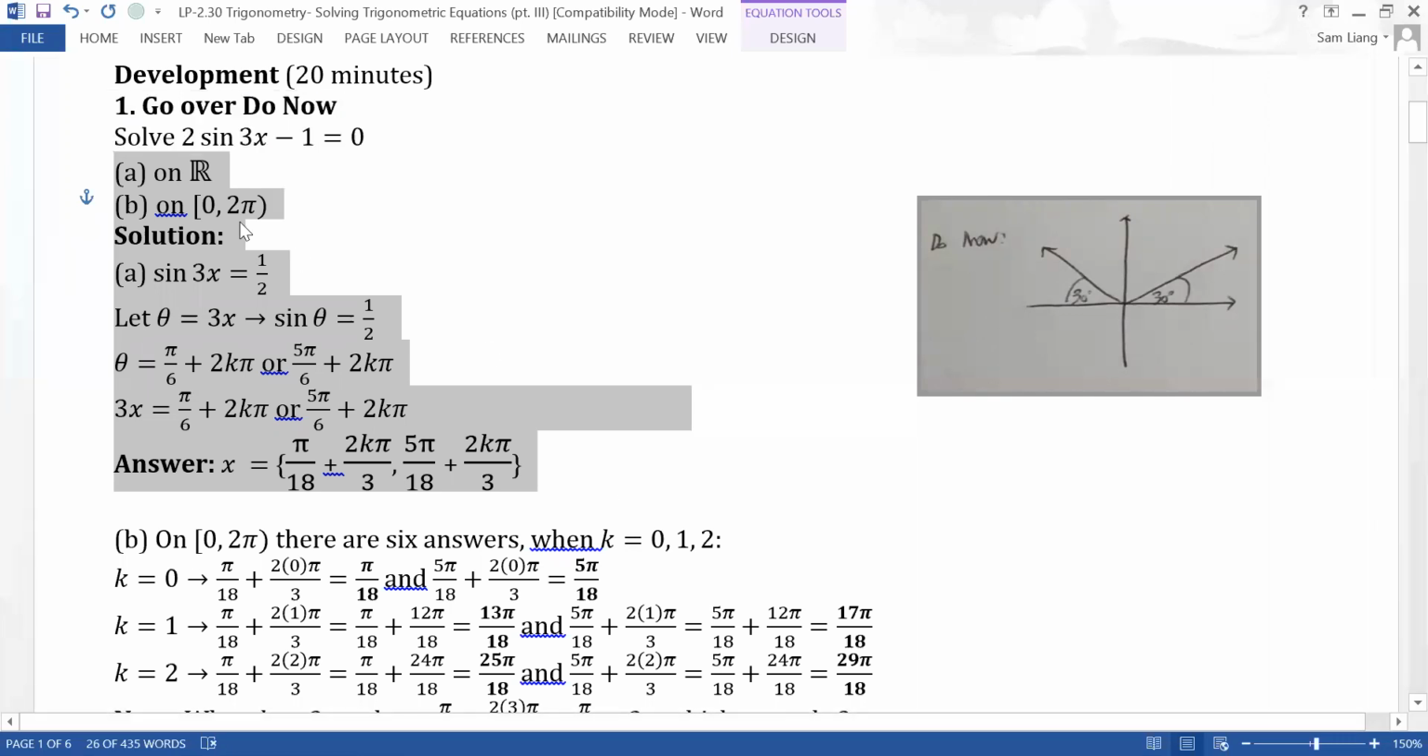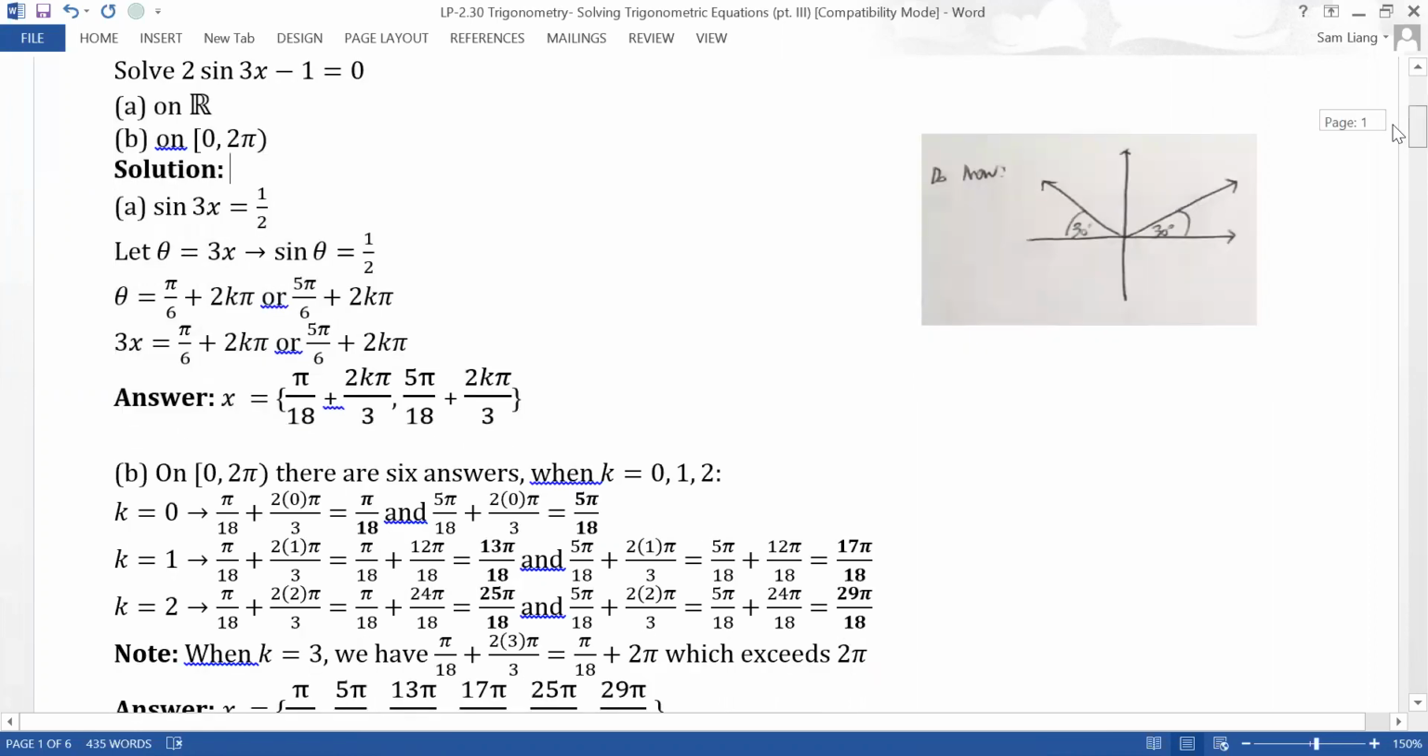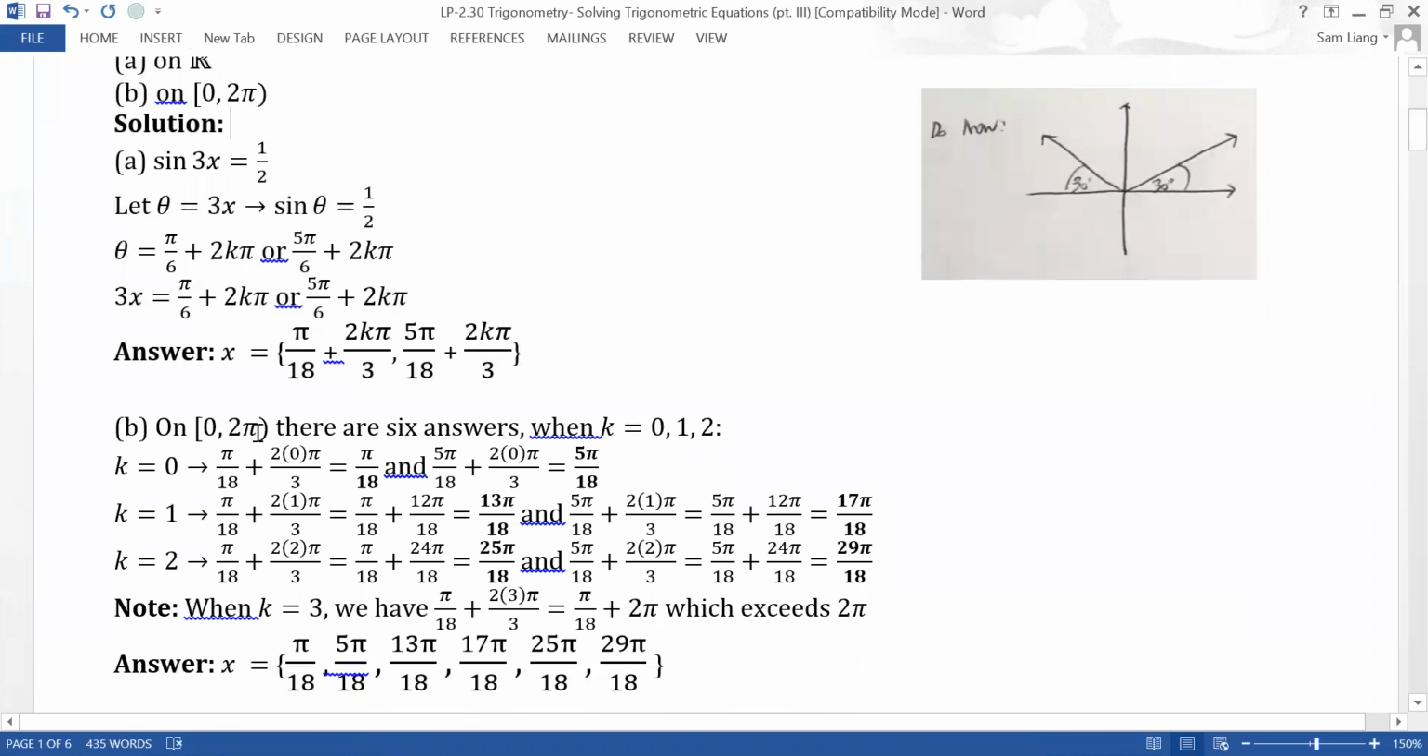So part B, we're solving from 0 to 2 pi. So it's a finite number of solutions. And this is the new part of today's lesson. So when we're solving on 0 to 2 pi, what we're going to do is actually plug in specific values for k. So last week, some of you asked me questions about what does k mean. Today we'll actually see how it comes up.